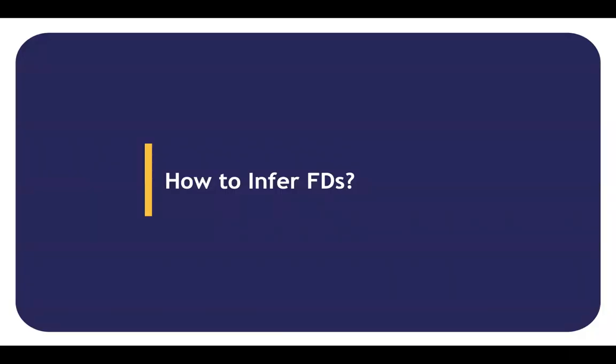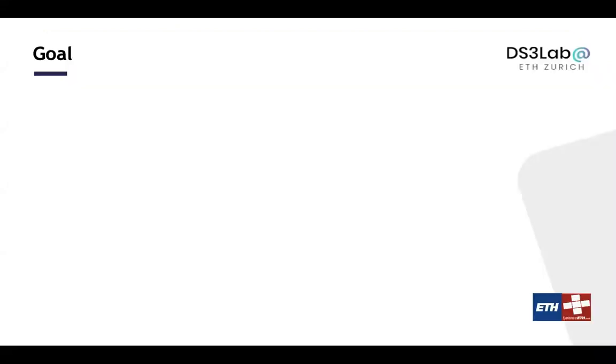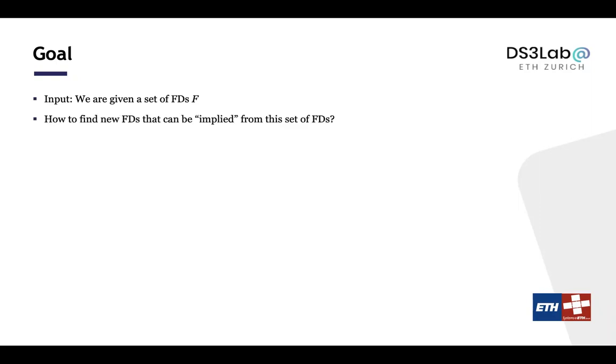So now we have gone through the definition of functional dependency. Let's try to look at one fundamental question. That is, assuming I already know a whole bunch of functional dependencies that are in my application, how can I infer new functional dependencies from this? So what is our goal? Our goal is actually very simple. The input we have is a set of functional dependencies F that we know hold in my application. The question is, how can we find new functional dependencies that can be implied from this set of functional dependencies? And we call that process inference.